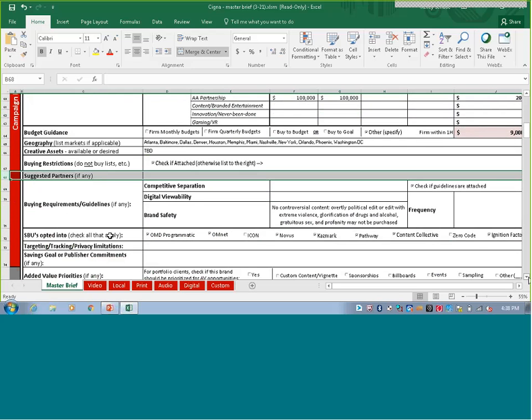Next thing here again is some more buying requirements and guidelines. A lot of this, for us at least, is captured in our buying guidelines document. The brand safety, frequency. I mean, for us, I'm not sure, some brands may have actual requirements there.